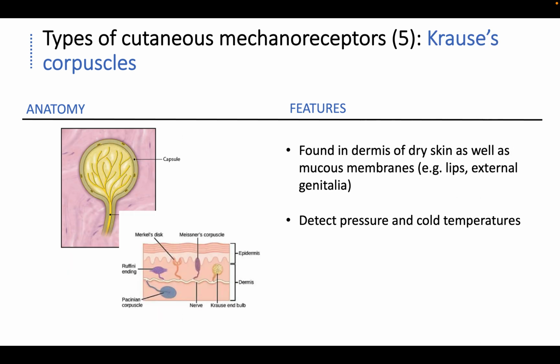These are also encapsulated. So if you notice here, they have this connective tissue capsule running around the outside. And these are responding to certain temperatures, like very cold temperatures, and we'll talk about other types of thermoreceptors here briefly, and also different types of pressure as well. Okay, so these can be found in areas of dry skin along with mucous membranes. Okay, so like mucous membranes of our mouth and other internal areas.